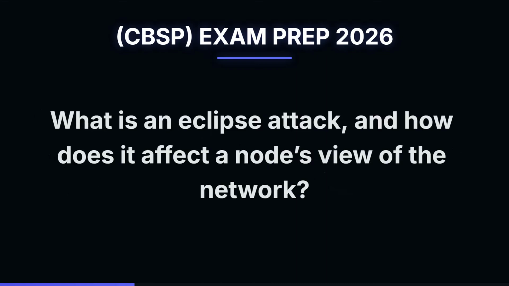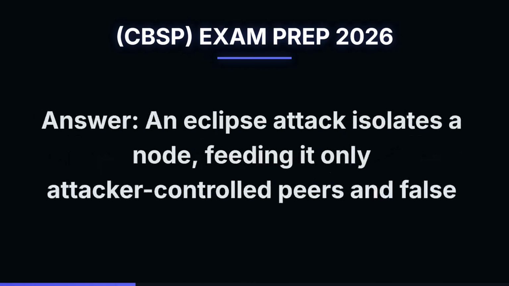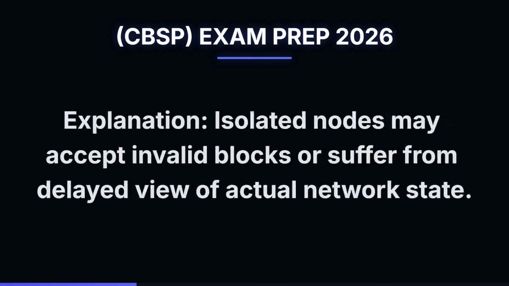5. What is an eclipse attack, and how does it affect a node's view of the network? An eclipse attack isolates a node, feeding it only attacker-controlled peers and false chain data. Isolated nodes may accept invalid blocks or suffer from delayed view of actual network state.